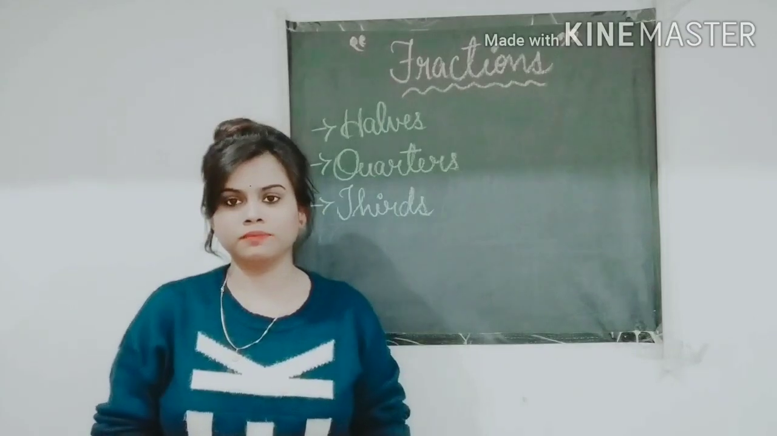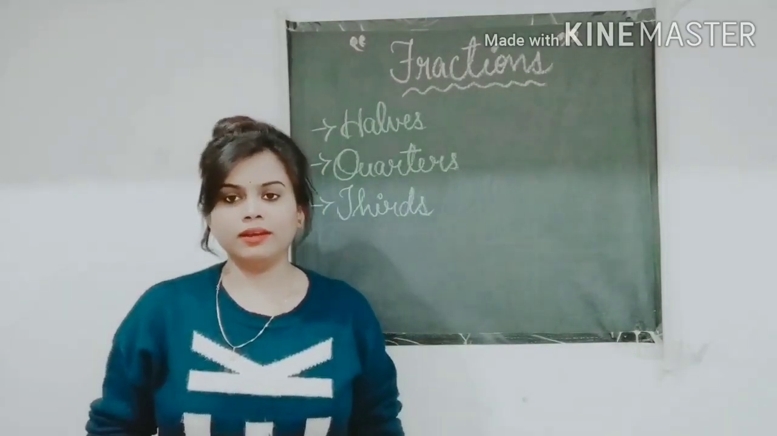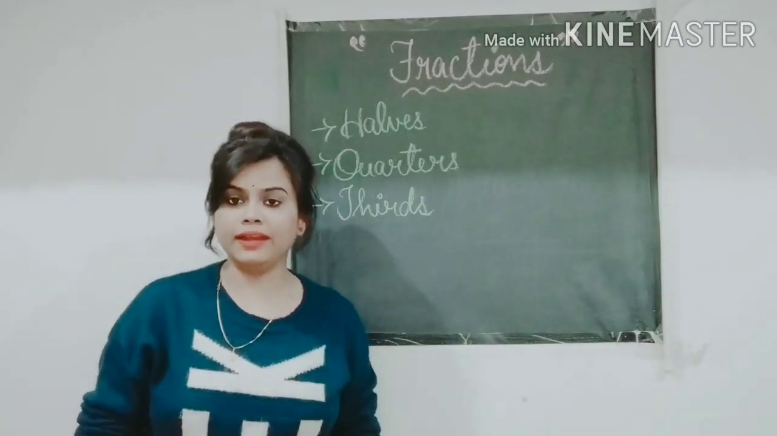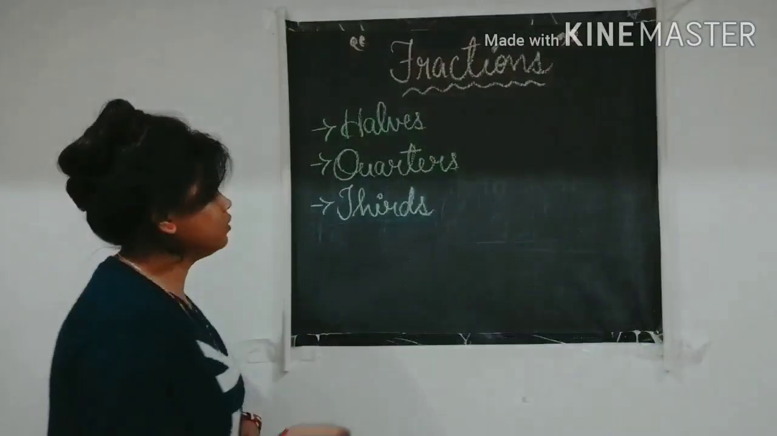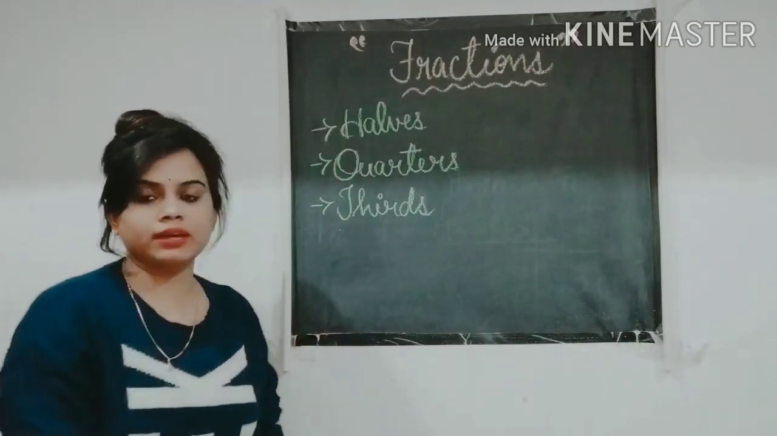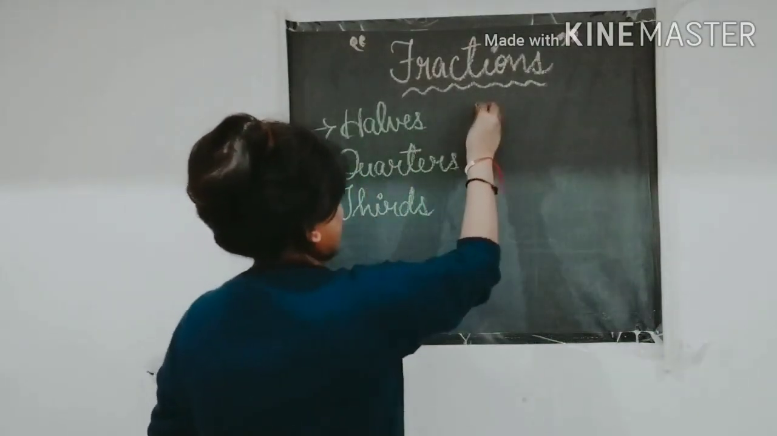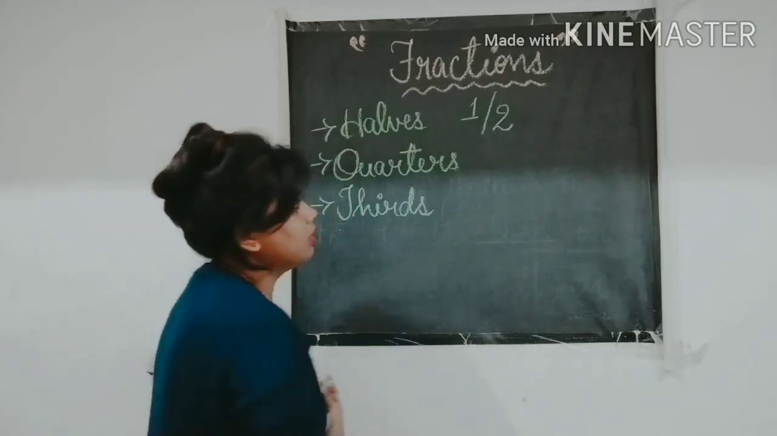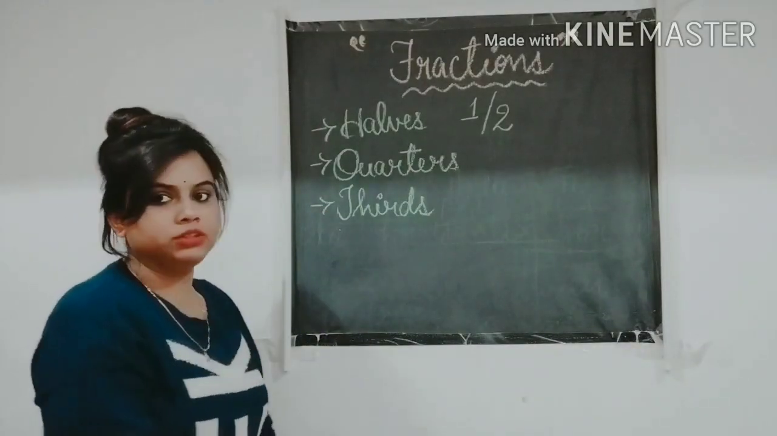of a whole. In this video we are going to learn what fractions are, and how to write and name a fraction. These three topics we will cover: halves, quarters and thirds. What are halves, quarters and thirds? Half means 1 by 2 part of a whole. It is written as 1 by 2.